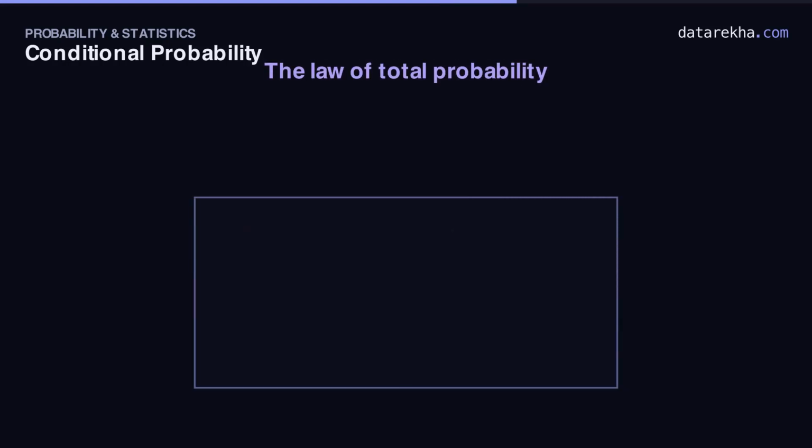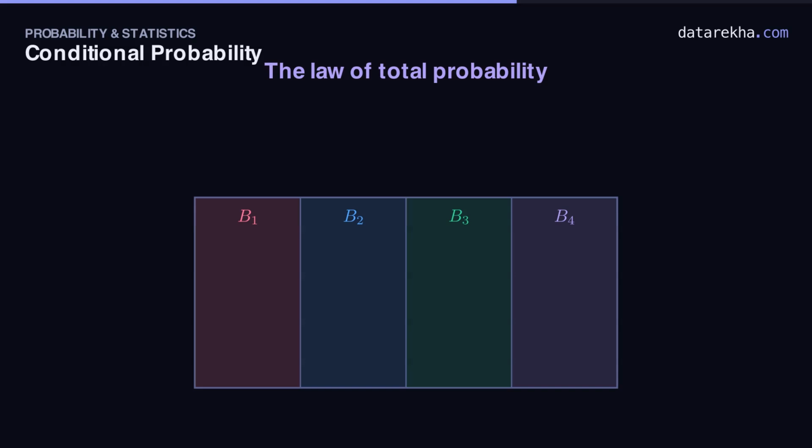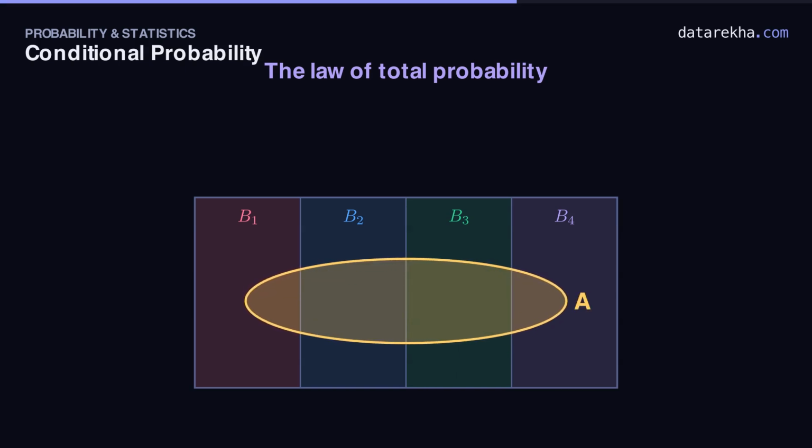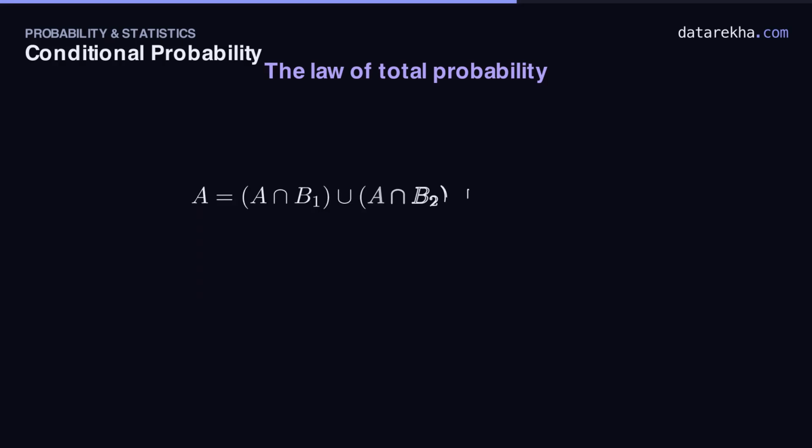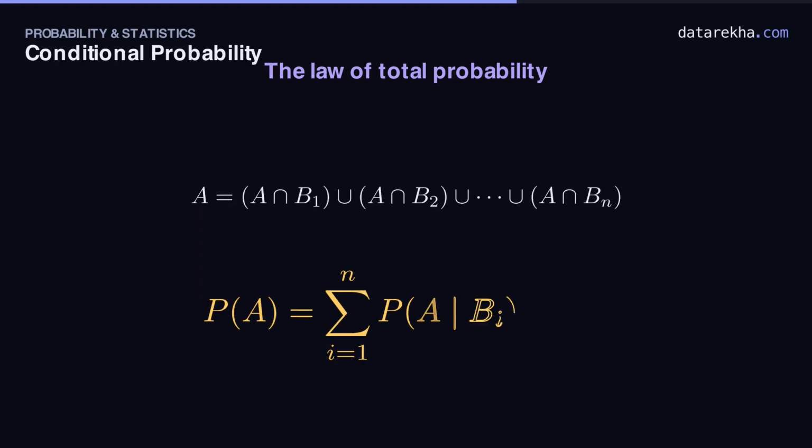That weighting and adding trick has a name: the law of total probability, and it rests on the idea of a partition. A partition slices the whole sample space into cases B1, B2, and so on, mutually exclusive and exhaustive. Exactly one of them must occur. Now lay any event A across those slices. A gets carved into pieces, one inside each case. Since the slices don't overlap, the total chance of A is simply the sum of those pieces. Written out, A is the union of its pieces, one per case.